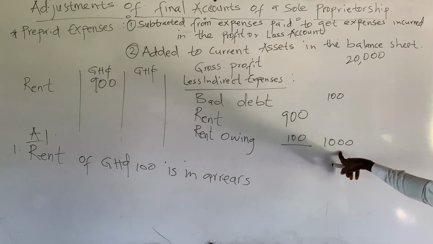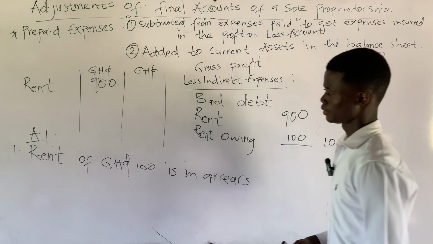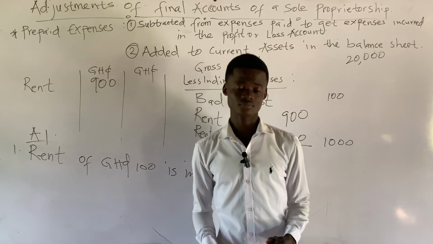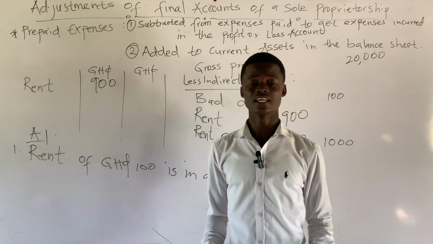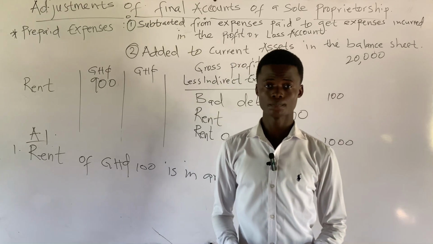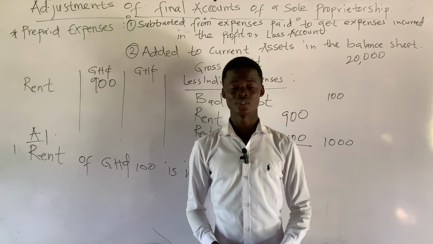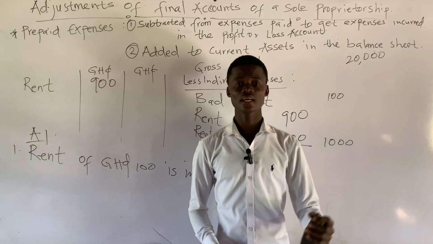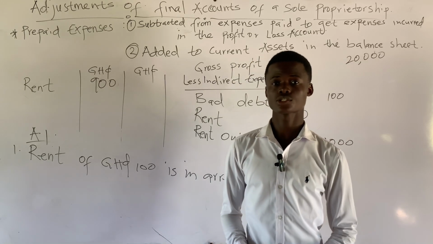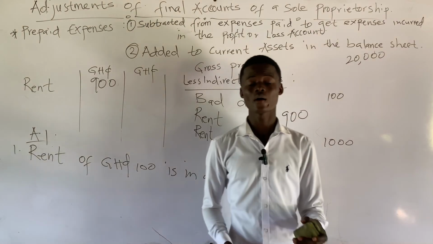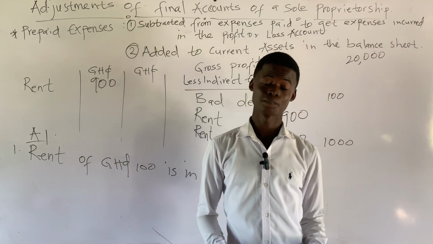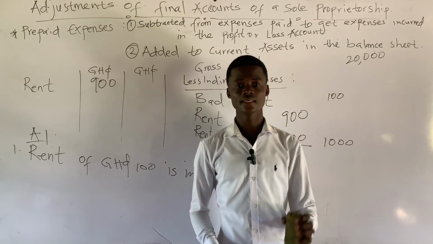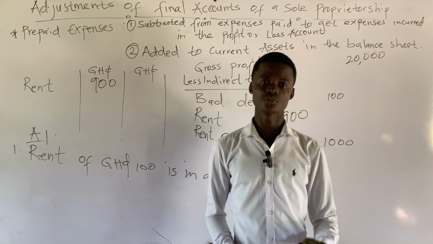That's the first treatment. And the second treatment is that because we've incurred expenses but we've decided not to pay, then that value of unpaid expenses is our liability. But in this case, the liability is a current liability. So the second treatment of unpaid expenses or expenses in arrears or expenses outstanding is that it will be added to current liability in the statement of financial position.